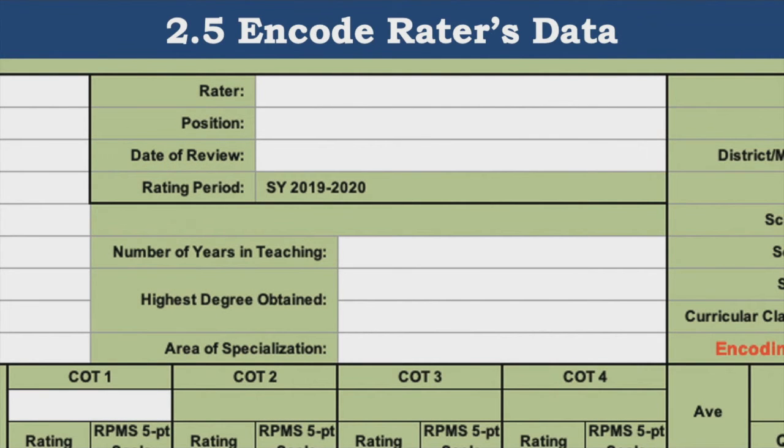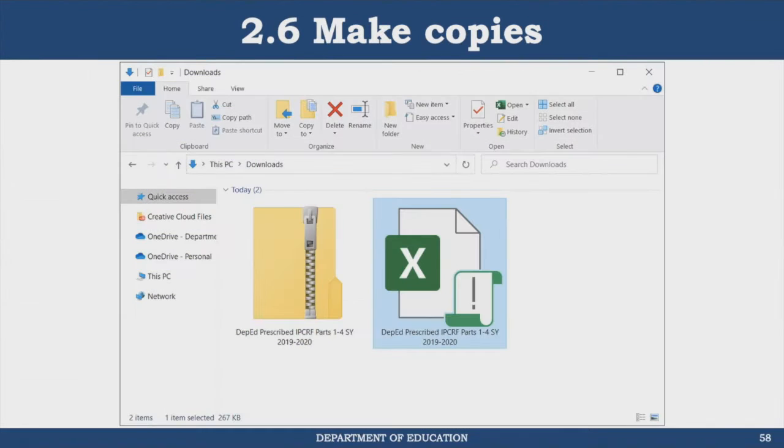Okay, after finishing encoding of the school's information and the rater's information, you need to save the Excel workbook and then close it. What we've done so far is basically make a template. Remember, the rater is doing this. He or she must prepare all the IPCRF files for each of the teacher that he or she will be rating.